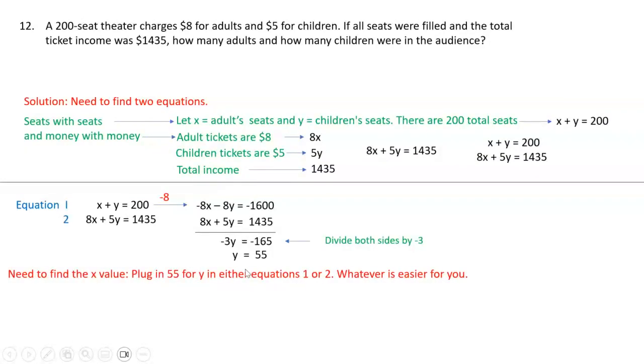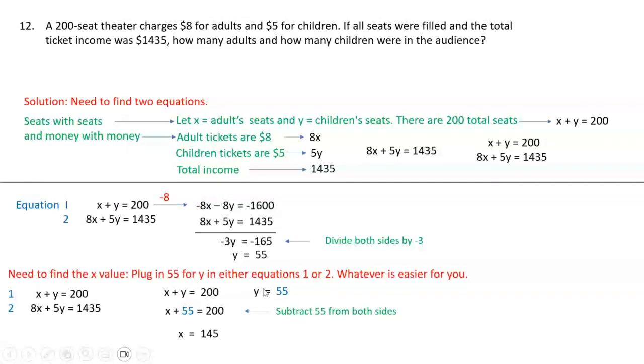Now we need to find the x value. We can plug in 55 into either equation 1 or 2. Equation 1 seems a lot easier, so that's what I'm going to use. We plug in 55 for y and solve for x. Subtract 55 from both sides, so x equals 145.